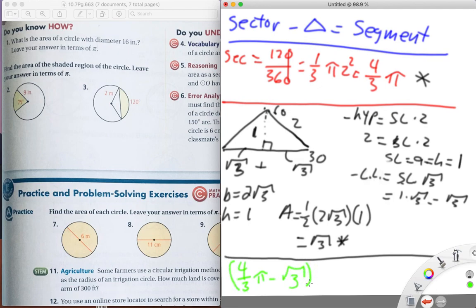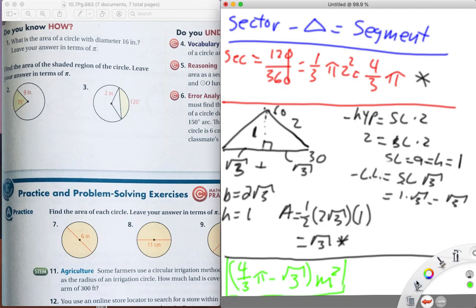And that's it. That's all I do. I don't have to do any more math. And this is meters squared. That is my answer. 4/3 pi minus the square root of 3. The area of the sector minus the area of the triangle. That's number 3.